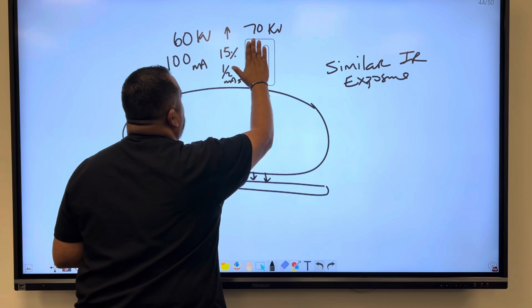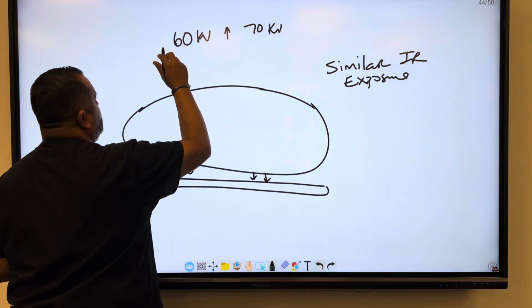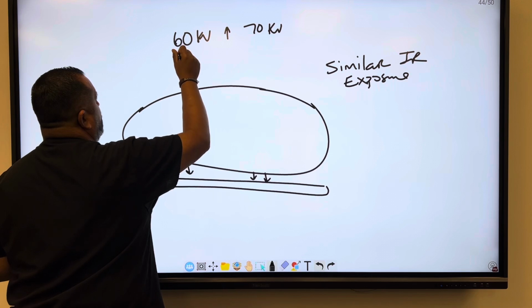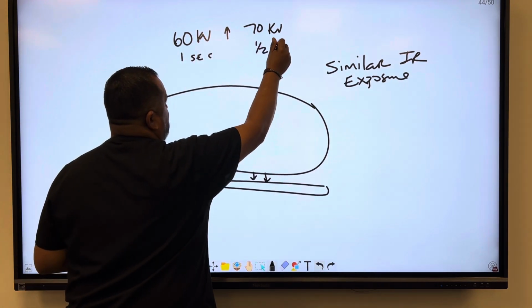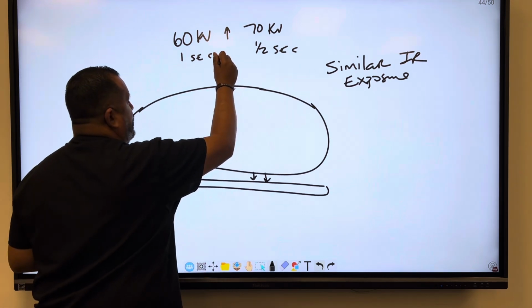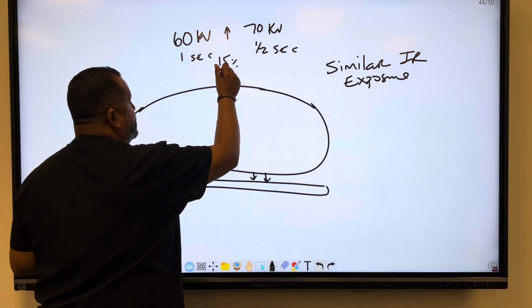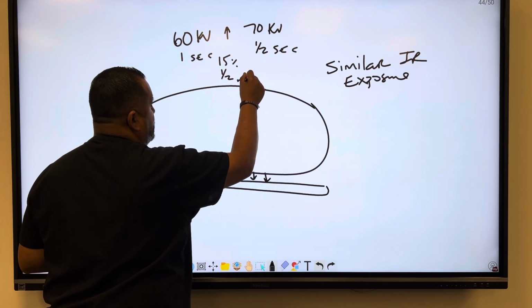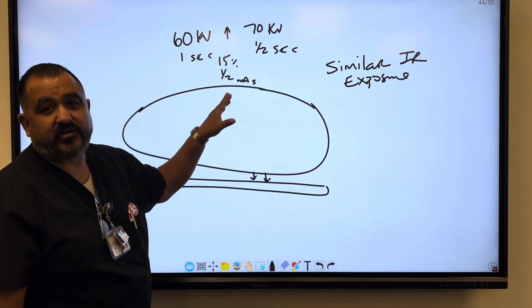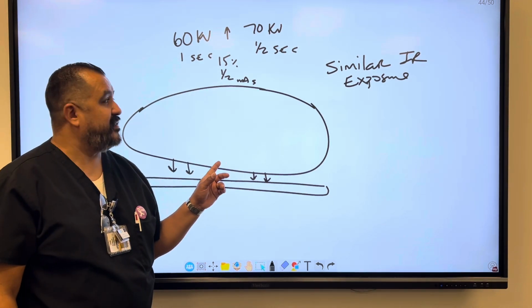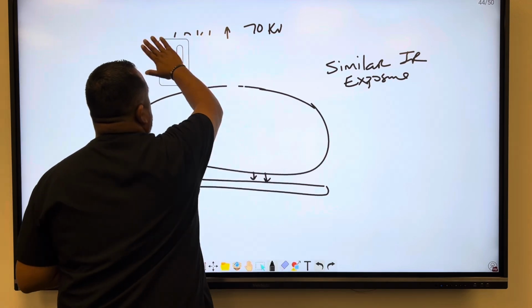So if they give us the time, let's say they gave us 1 second. Well, over here, it'd be half a second. So again, every time you go up by 15%, and they're asking you to keep the exposure the same, then you're going to halve the mAs. But this time, they didn't give us the mAs, they just gave us the time. We can still plug that in. Does that make sense?